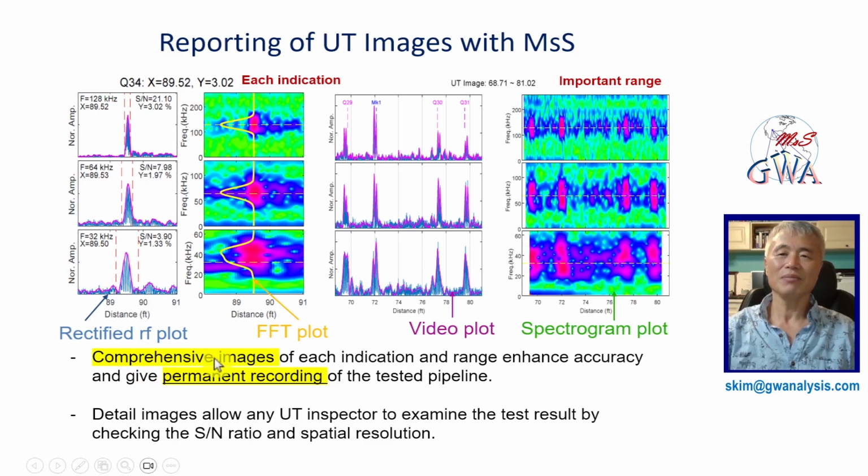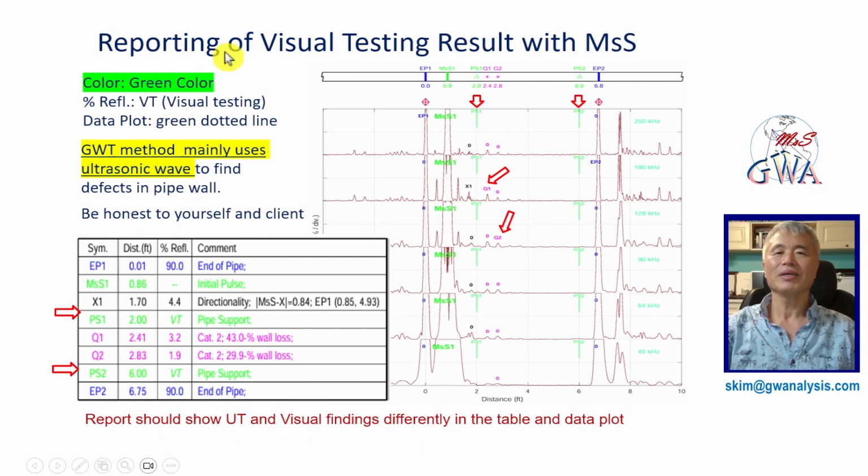The comprehensive image of each indication enhances accuracy and gives a permanent recording of tested pipelines. The detailed image allows any UT inspector to examine the test result by checking the signal-to-noise ratio and the spatial resolution of each indication. Guided wave testing also reports the visual testing result because visual testing helps the client see the report and check the indication location.